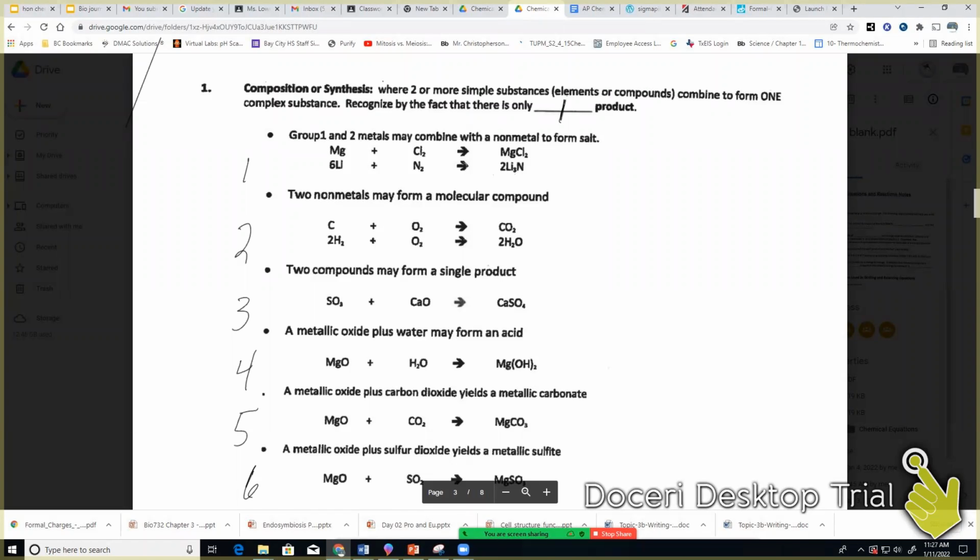My first one, I just have a metal and a non-metal, and they come together to form a salt. In chemistry, a salt is any ionic compound. So I have magnesium, and that's my metal. I combine it with chlorine, which is my non-metal, and they come together to form magnesium chloride.